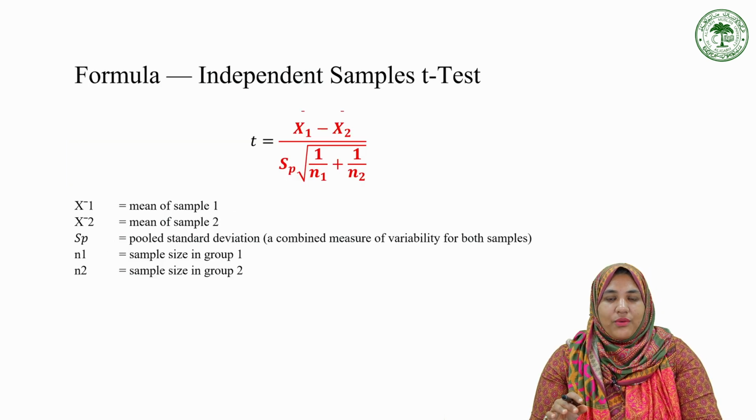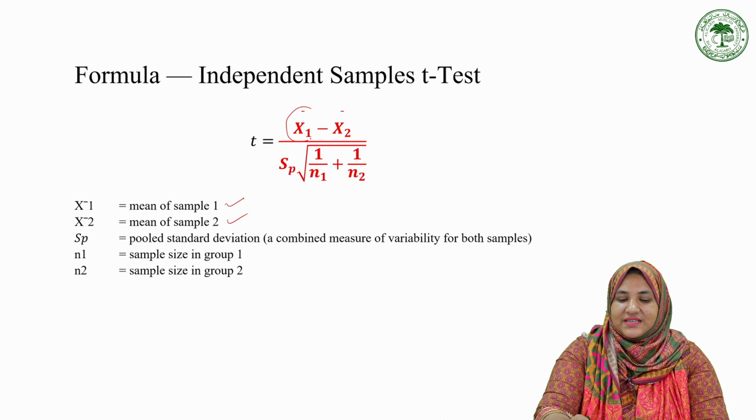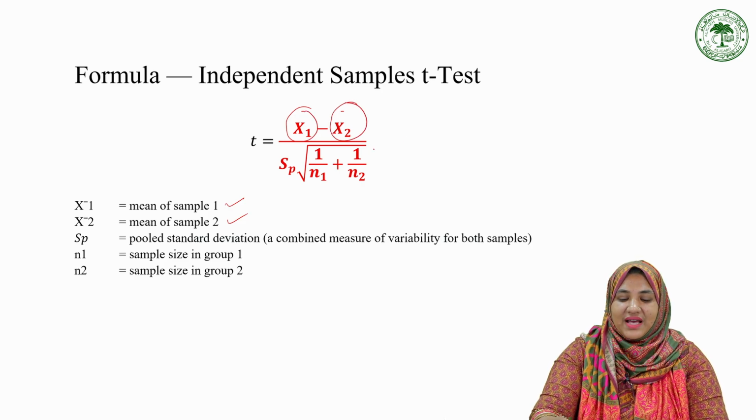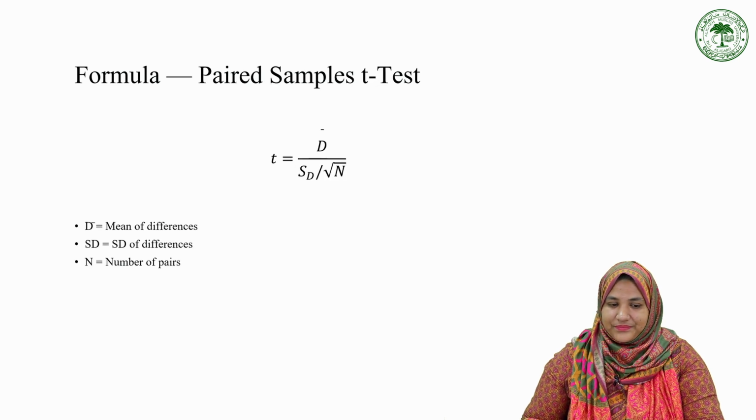And now what is the formula of the independent sample t-test? The mean of sample 1 and the mean of sample 2, divided by the pooled standard deviation and the root of 1 divided by n1, that is the sample size of group 1, and n2, that is the sample size of group 2. By using this particular equation, we calculate the independent sample t-test.